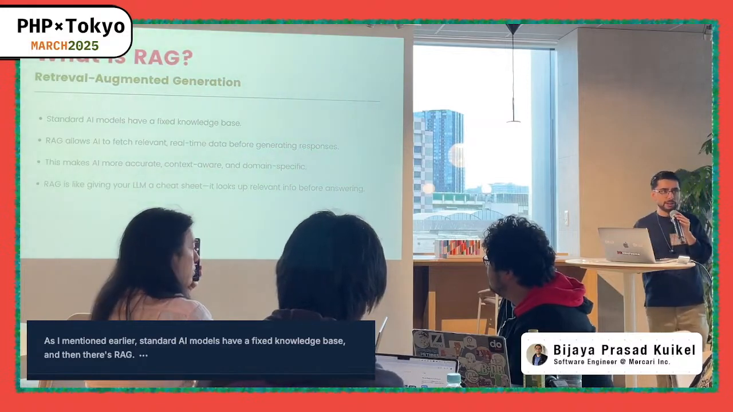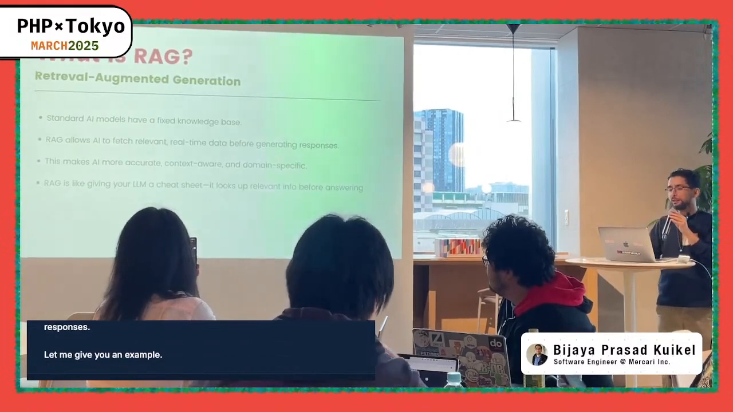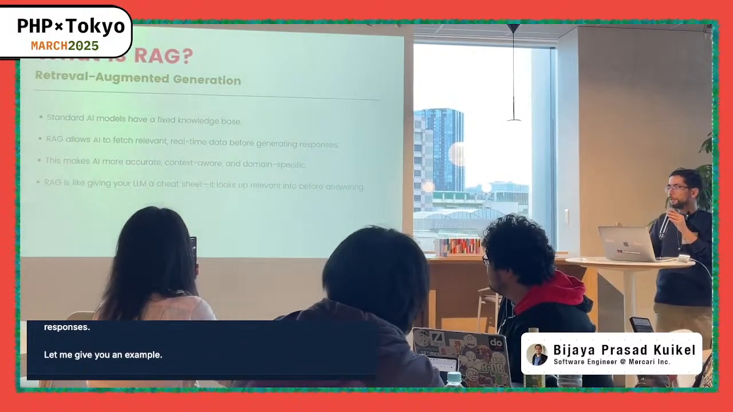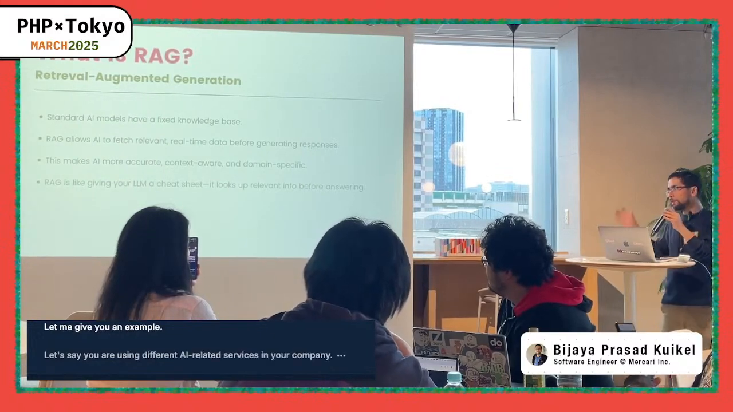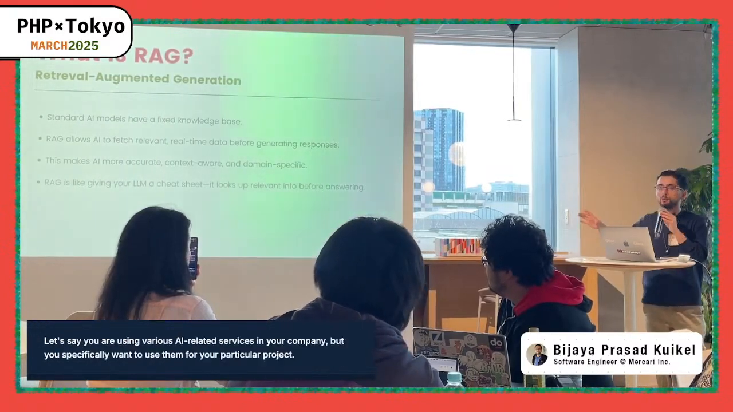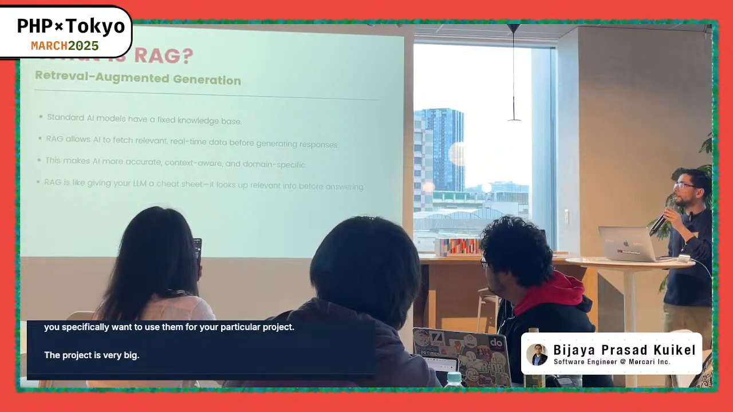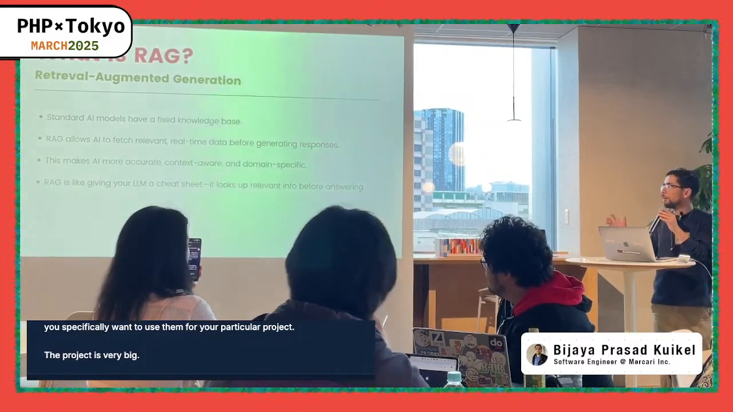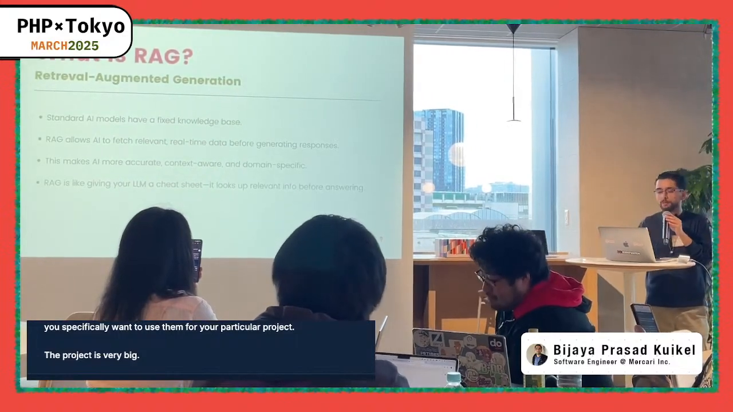Let me give you an example. Let's say you are using different AI related services in your company, but specifically you want to use it for your particular project. The project is very big, it has been running for like 10 years now, so the documentation is really huge, and you recently joined the team and want to onboard. Then there is a big problem: if you have to find answers to certain questions, it is going to be very time consuming.